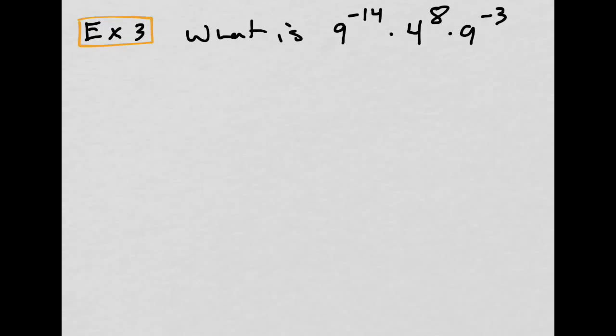Well, it turns out, I think I know. You just take the nines, and you put them in front, and then you add those exponents. You don't do anything with the 4 to the 8. That's right.